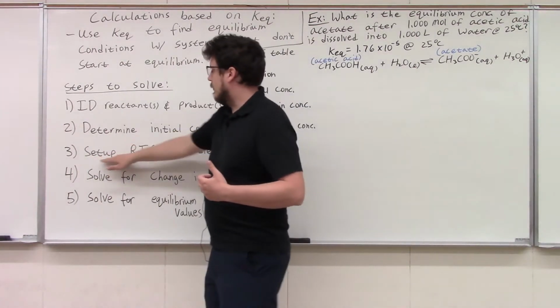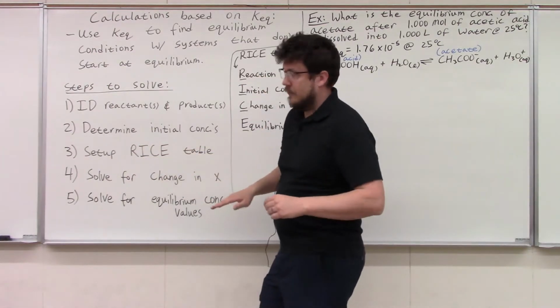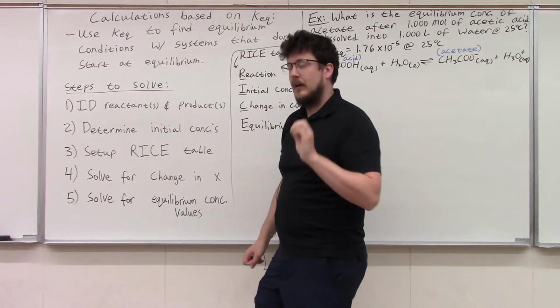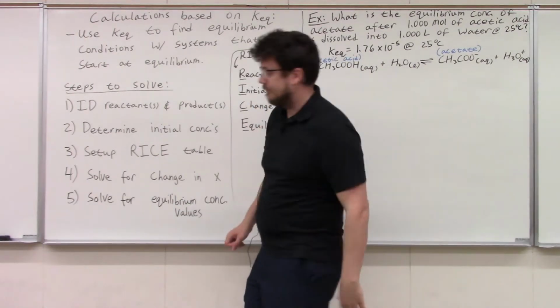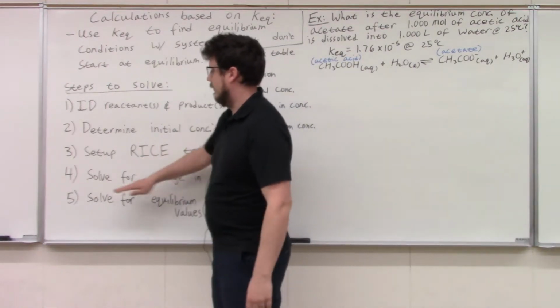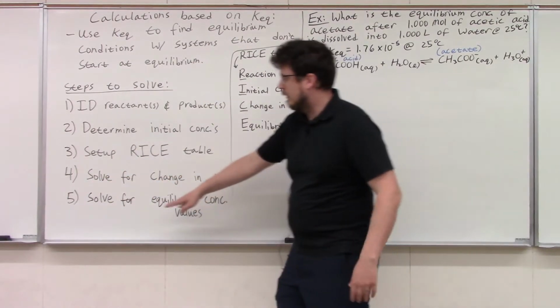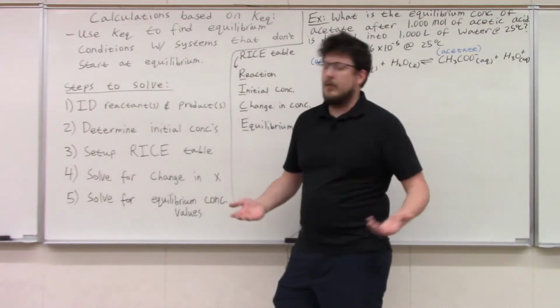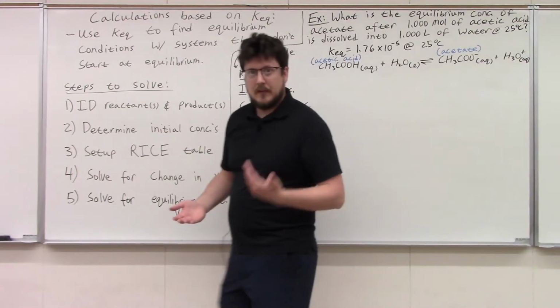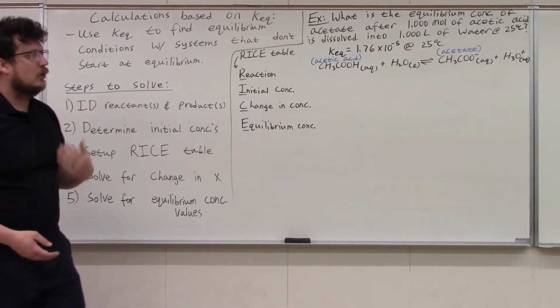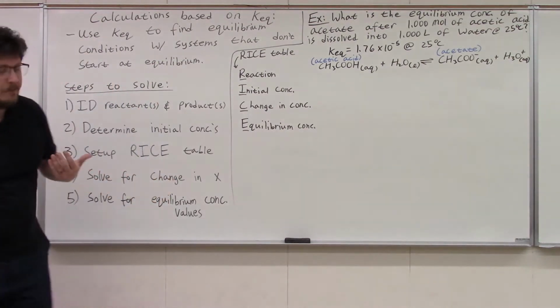And then we're going to set up a Rice table. We're going to talk about what that is. Incredibly important, by the way, for the end of this chapter and all of the next 2. So you're going to want to make sure you're comfortable with these. And then we're going to solve for our change in X. Again, we're going to explain this. And then we're going to find out what our equilibrium concentration values are. So that's what we're going to do. This is sort of the blueprint. This is the process. We're going to put it into action, all right?